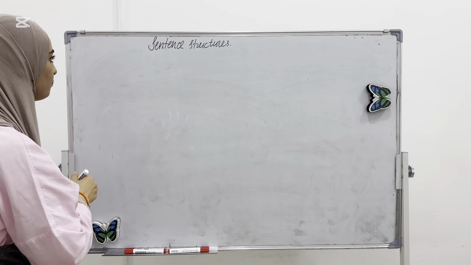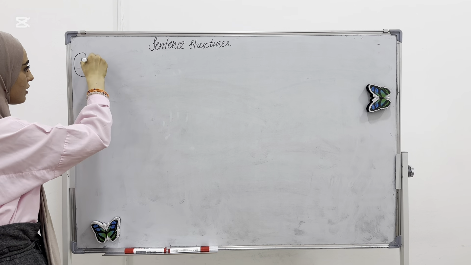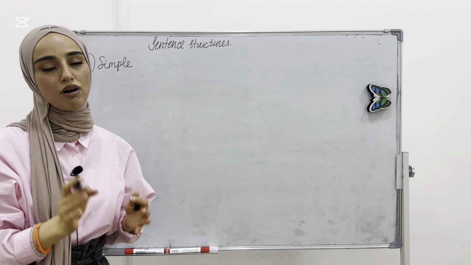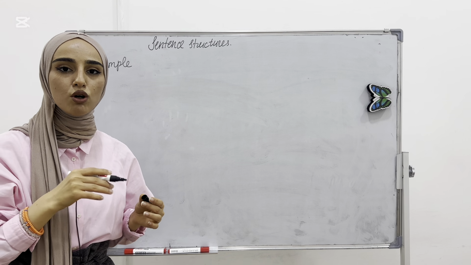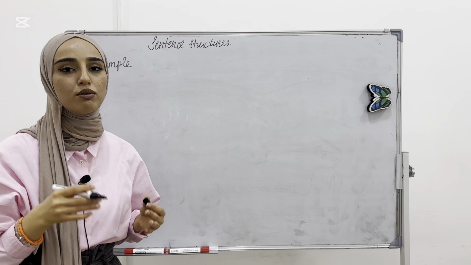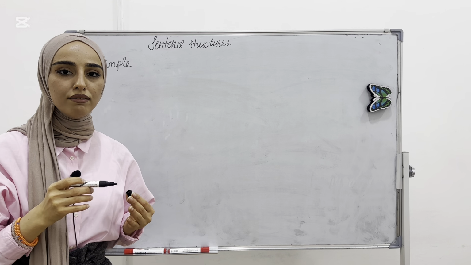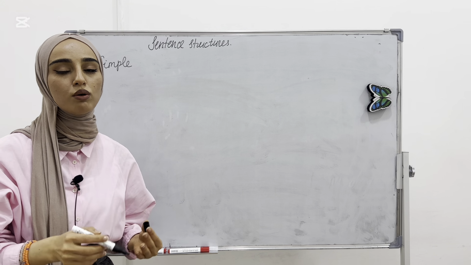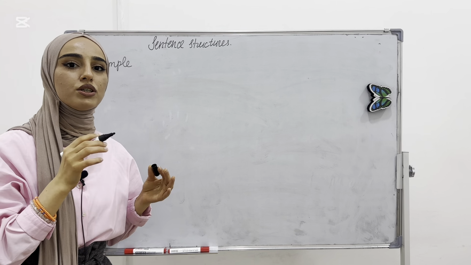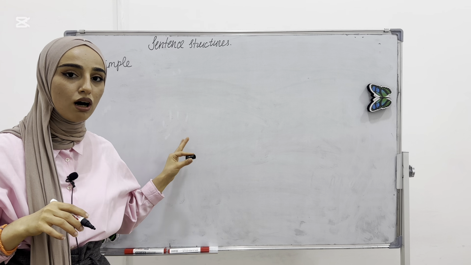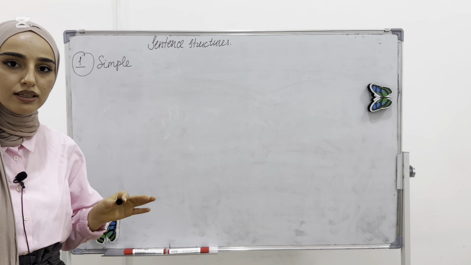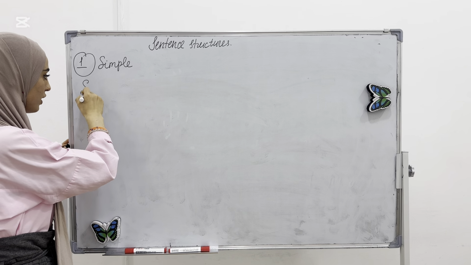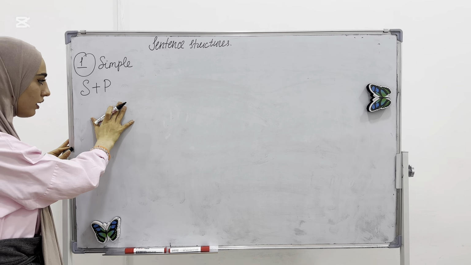Let's dive into the first sentence structure, which is simple. In simple sentence structure, guys, it works the same as in the Azerbaijani language, our mother tongue. We will have one subject and then one predicate. It does not matter how long the sentence is, our attention is only on subject and predicate, and it means your sentence is simple, okay? So, subject and predicate.